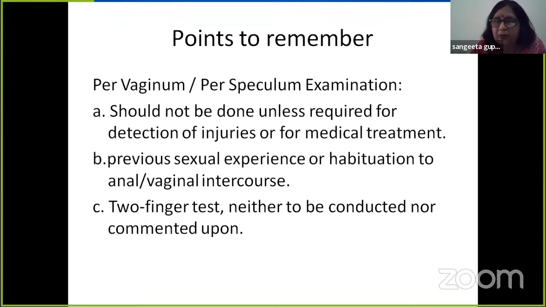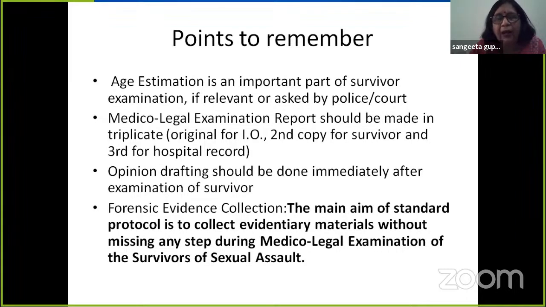Per vaginal, per speculum examination should not be done unless we want to collect the samples or we want to see for injuries. And previous sexual experience or habituation to anal or vaginal intercourse should not be examined or documented because there is no relevance of this. The two-finger test for hymen intact should not be conducted or commented upon. Age estimation is an important part, but if asked; otherwise, if we are sure, there is no need to do it.